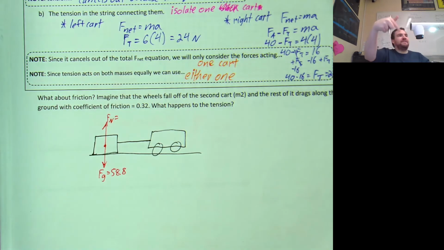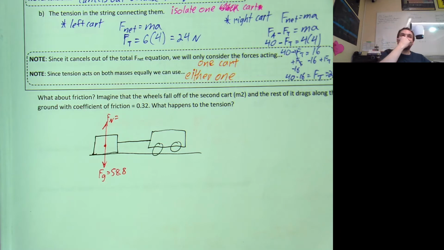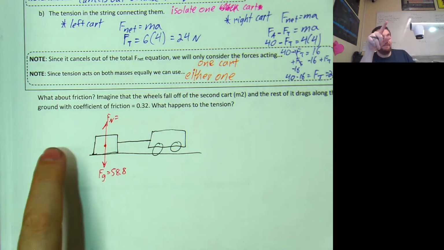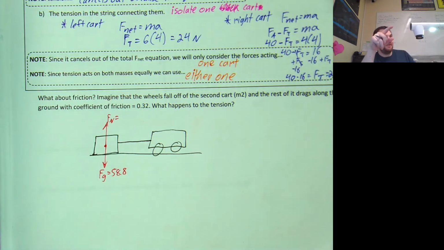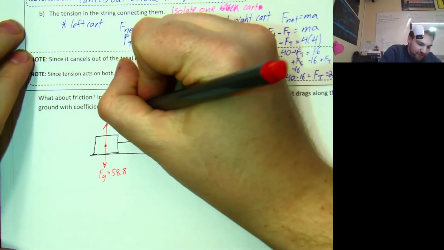Why are Fn and Fg equal and opposite? Why are they balanced? It's not going up and it's not going down. That's one reason. The other reason is the ground here is level, so Fn is perpendicular to it, which means it's opposite Fg. Remember what normal force actually means. So Fn is going to equal 58.8.